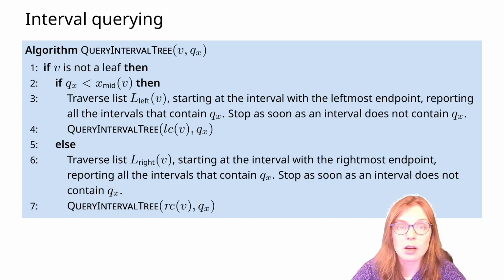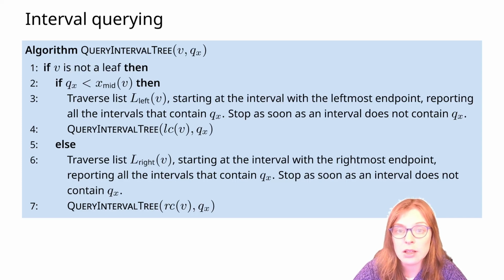So, to summarize, the query of an interval tree will be given by the following pseudocode. We query a given node v with a query value qx. If v is not a leaf, then we check if the query lies to the left or to the right of the value stored in the node v. If it lies to the left, then we traverse the left list associated with the node v, and we report all the intervals as long as they contain the query value qx. We stop as soon as we reach the first interval that does not contain the value qx, and then we continue into the left child of v.